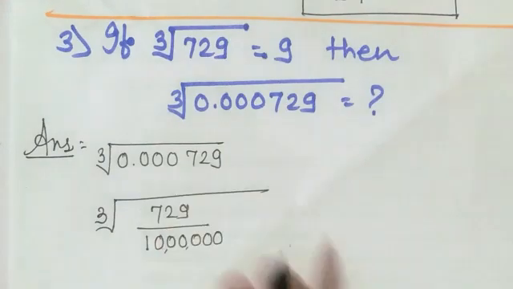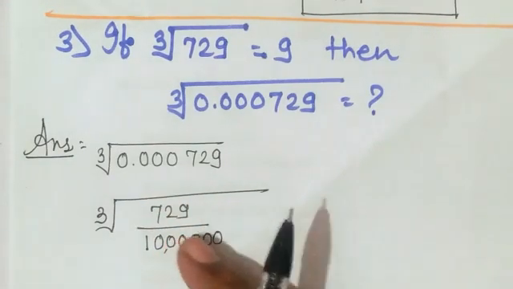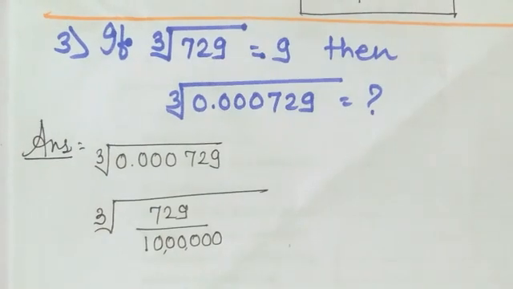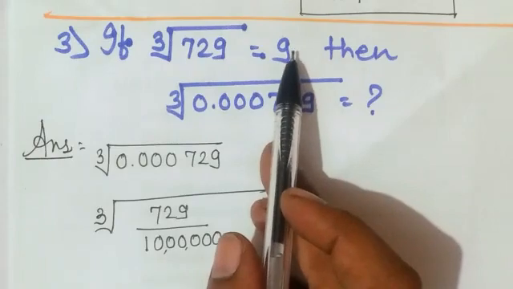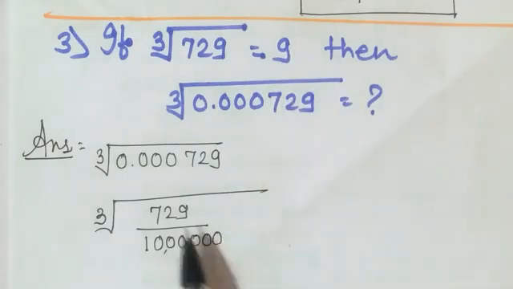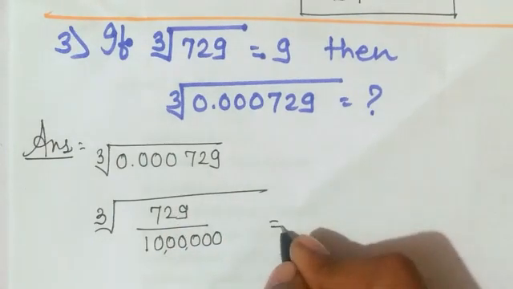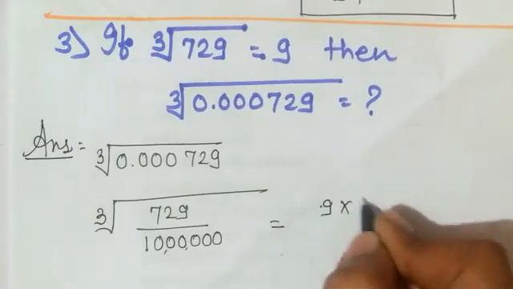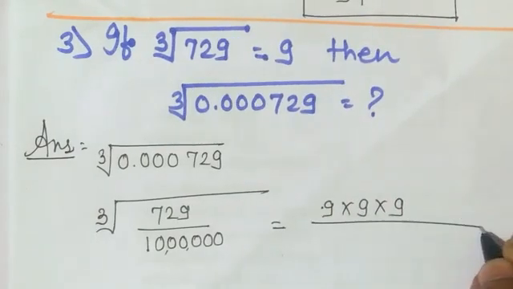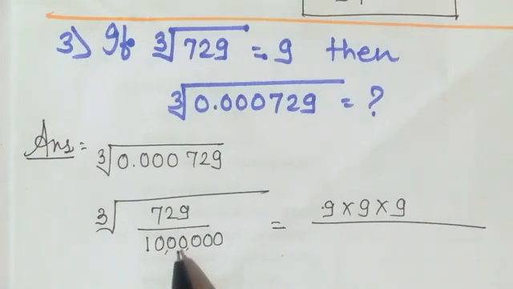Got it, students? So we are going to find out the cube root of this number. Now as they have told already, the cube root of 729 is 9. It means this 729's answer will be 9. So we are going to write it here: 9 into 9 into 9. Now 10 lakh, the cube root of 10 lakh is 100.